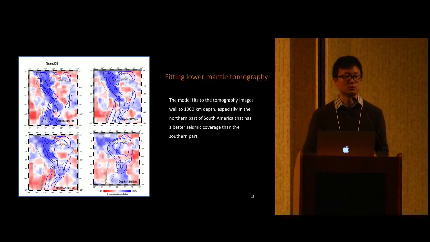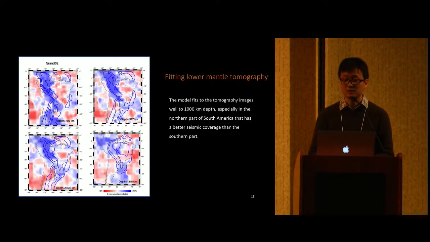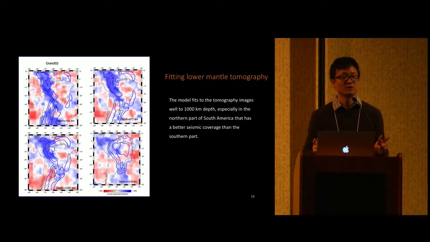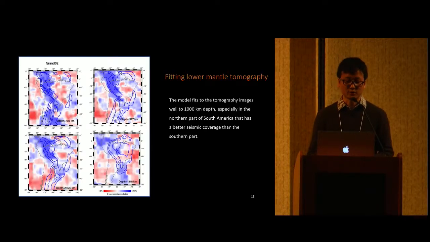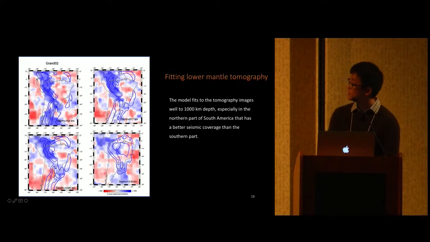But we have other ways to test, to compare our result. That is seismic tomography. Seismic tomography is just like a CT scan. They use seismic waves to figure out the internal structure of the mantle. In this background, the blue-red shows the anomalies in the mantle. The blue basically are the slabs.